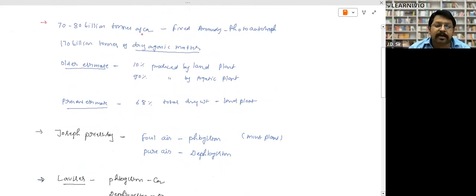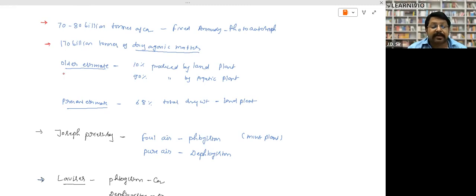70 to 80 billion tons of carbon dioxide is fixed annually, every year, by photoautotrophs. All the photosynthetic organisms perform photosynthesis, and 70 to 80 billion tons of carbon dioxide is fixed. 170 billion tons of dry organic matter is produced annually.